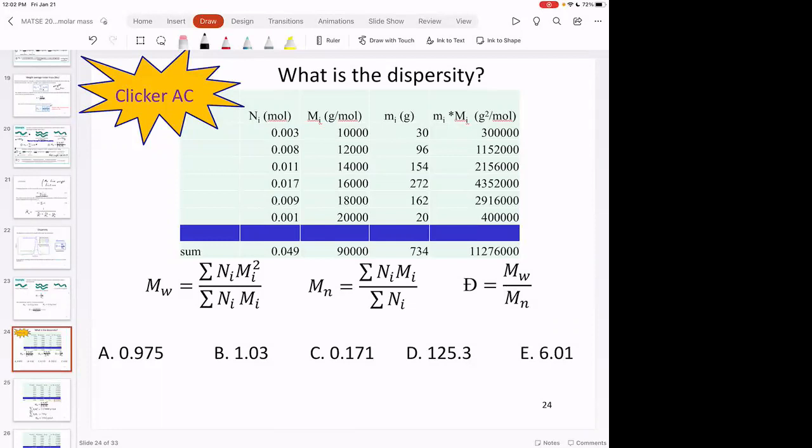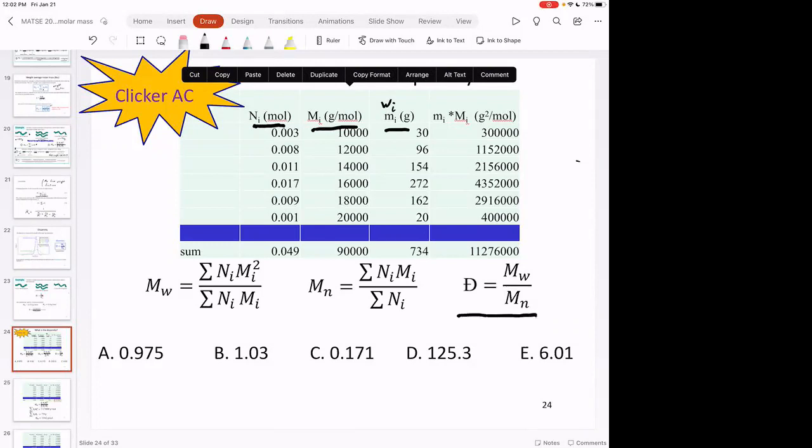What's the dispersity? This is a table. It tells you how many moles, what their molecular weight is, and what their mass is. I don't know why M is here, this should be W. So what's the dispersity of this sample? What is dispersity in the first place? MW over MN. So what in this table tells you what MW is, and what in this table tells you what MN is?